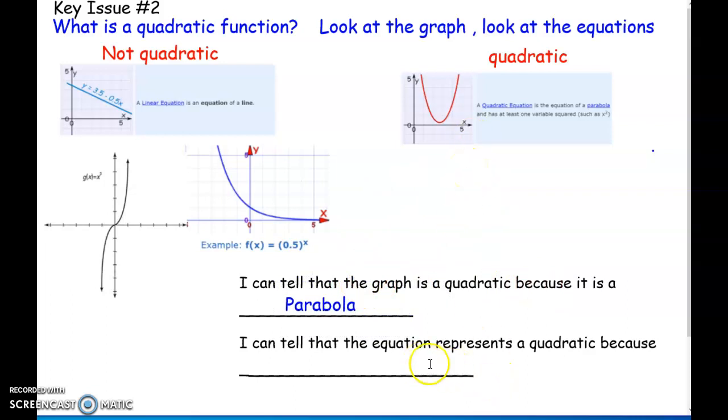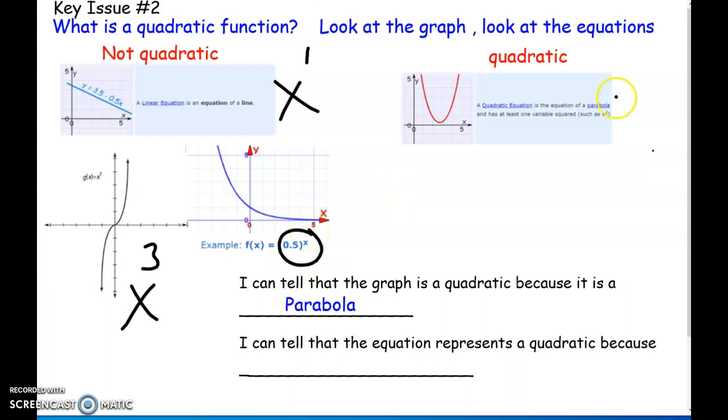I can tell that the equation represents a quadratic because, right, this is a linear equation on the left-hand side here, and it's linear because it is x raised to the first power. This is x raised to the third power. This is a number raised to the x. You can see that it is a number raised to the x.